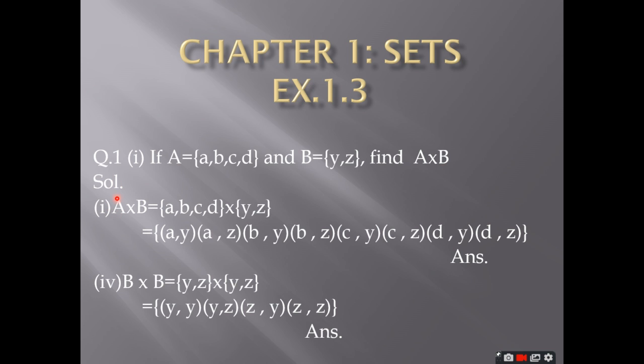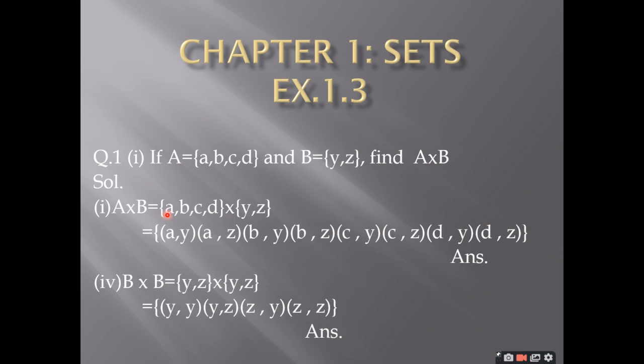So, in the solution, first you write A cross B is equal to, first you have to write the set A, then write the cross sign, and then write the set B. Then make all the ordered pairs of set A and set B.